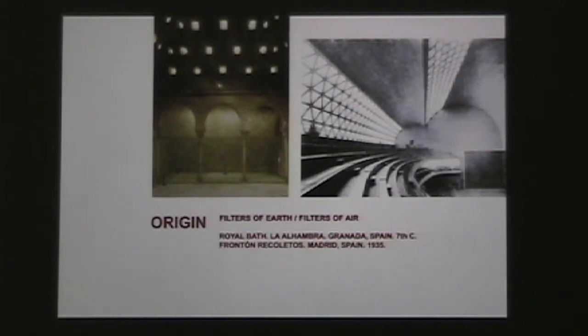For the first one, the earth, I explored the royal bath, the Comares Palace in La Alhambra, in Granada. And the second one is the Fronton Recoletas, which might be less known to you. I didn't find a proper word for fronton, but fronton is where the pelota game takes place, so you can get an idea. This fronton doesn't exist anymore. It was lost in the war.